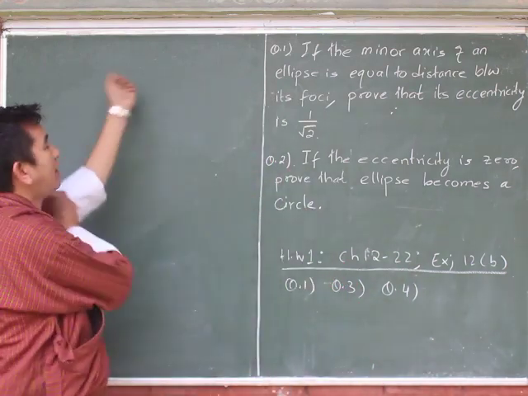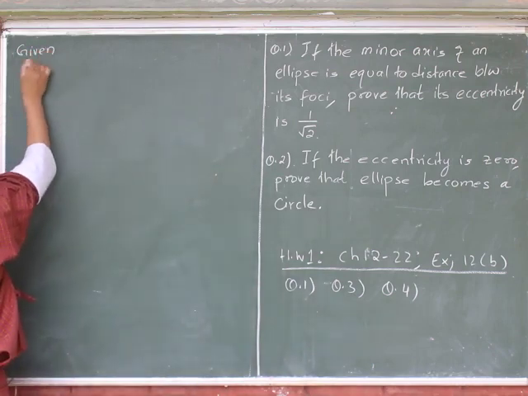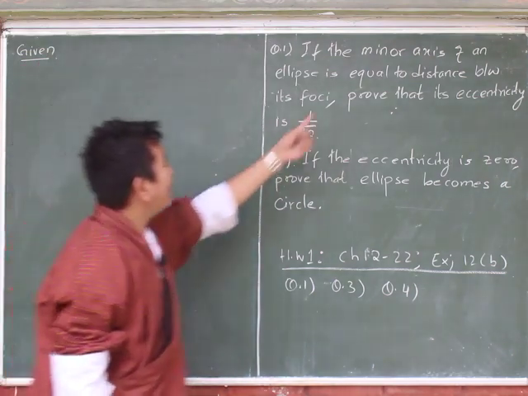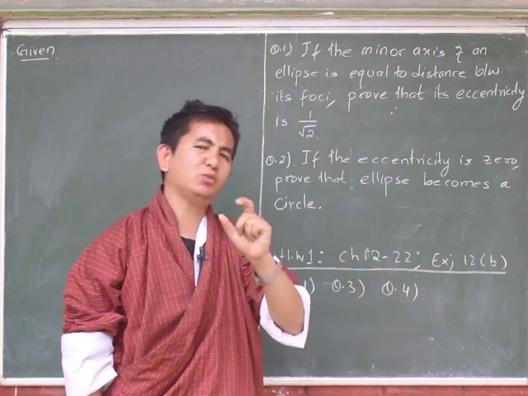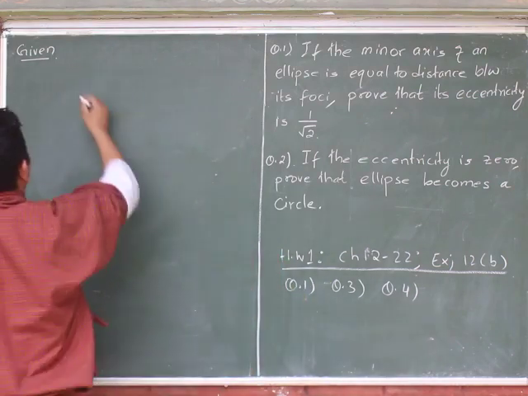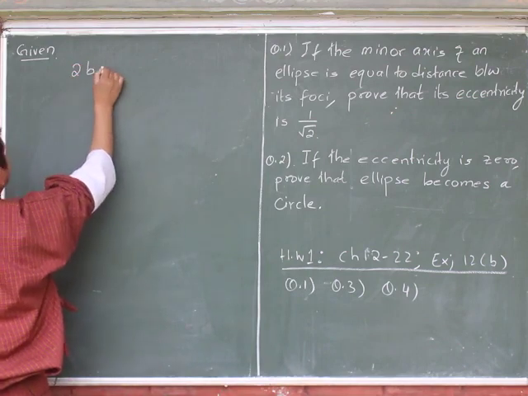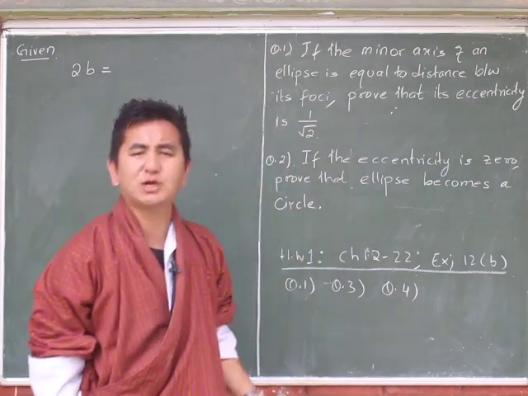So here is the given condition. Let me write the given condition. If the minor axis of an ellipse is equal to the distance between its foci. What's the minor axis for an ellipse? Major axis is 2a, minor axis is 2b.